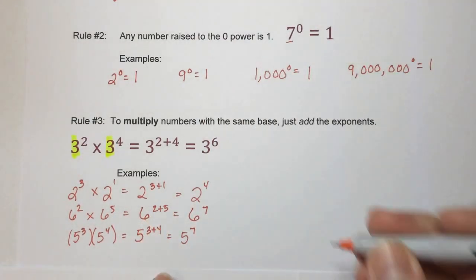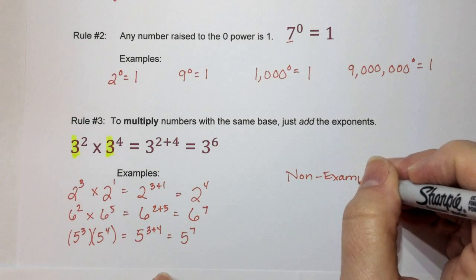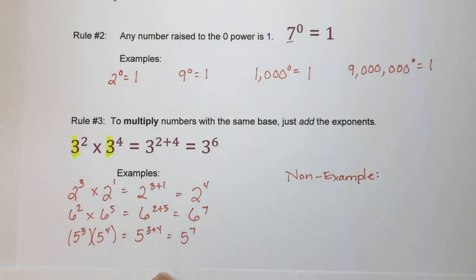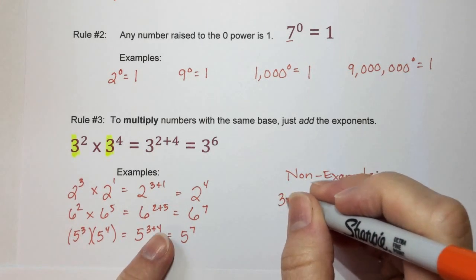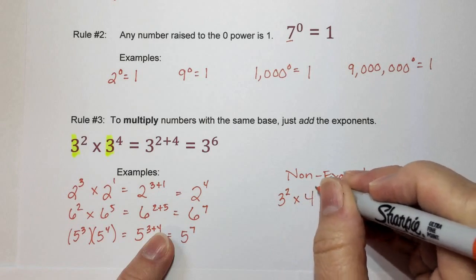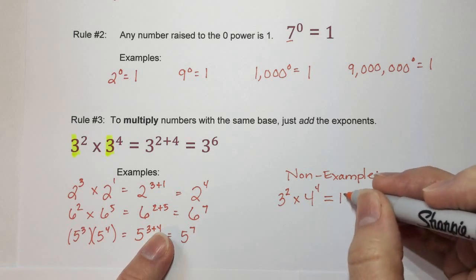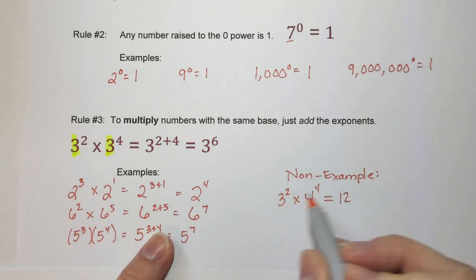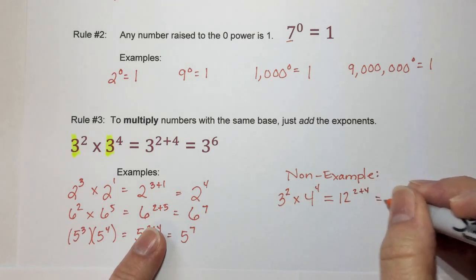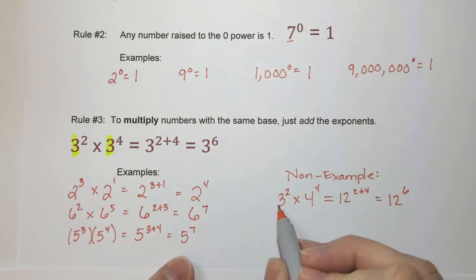Now, for some of these harder rules, we're going to do a column over here called non-example. I think that's just helpful because sometimes students make some common mistakes. The most common mistake with rule number 3 would be like this: 3 to the power of 2 times 4 to the power of 4. The student might say, oh, I know what that is. 3 times 4 is 12. And I know I'm supposed to add my exponents, 2 plus 4. This would be 12 to the power of 6. And that is not the case. The bases don't match.